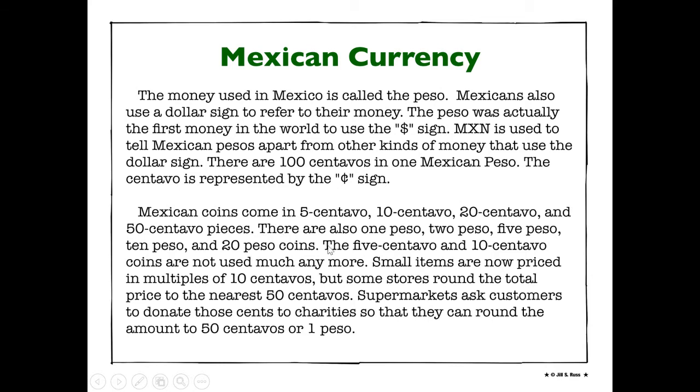That's like our dollars. The 5 centavo and 10 centavo coins are not used as much anymore. Small items are now priced in multiples of 10 centavos. So they really don't use 5 and 10 very much. Some stores actually round the total price to the nearest 50 centavos. Supermarkets ask customers to donate those cents to charities so that they can round the amount to 50 centavos or 1 peso. So they're trying to only have to use a limited amount of coins.